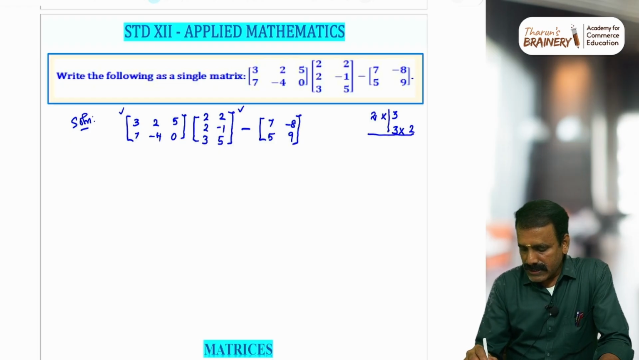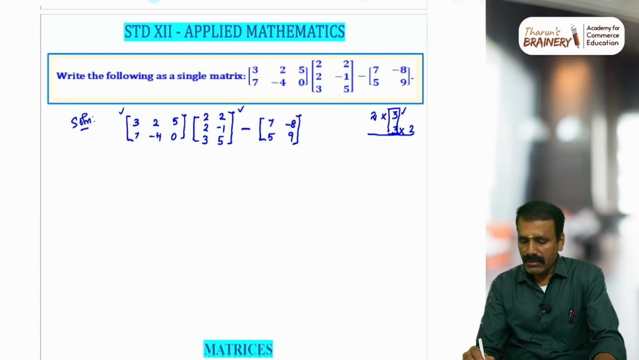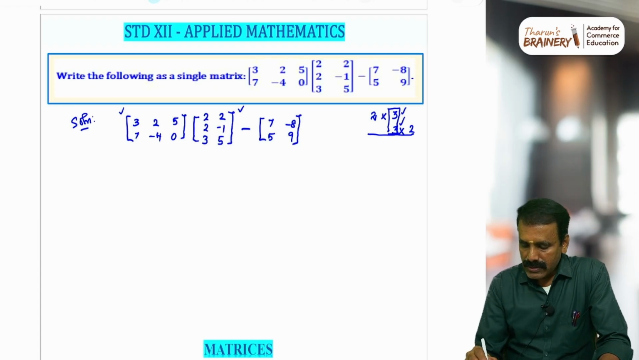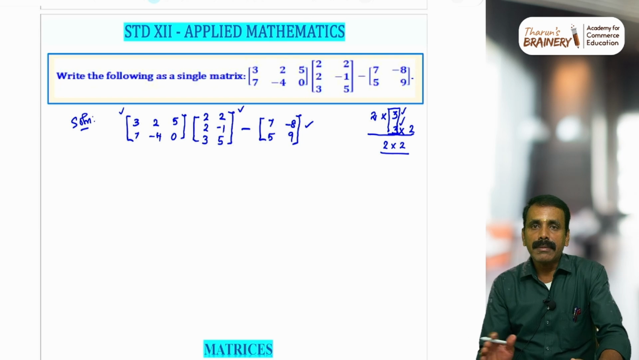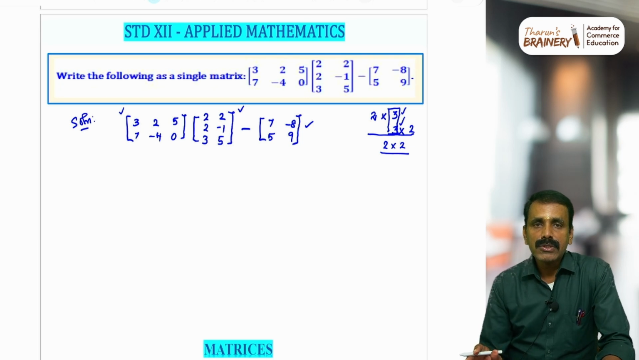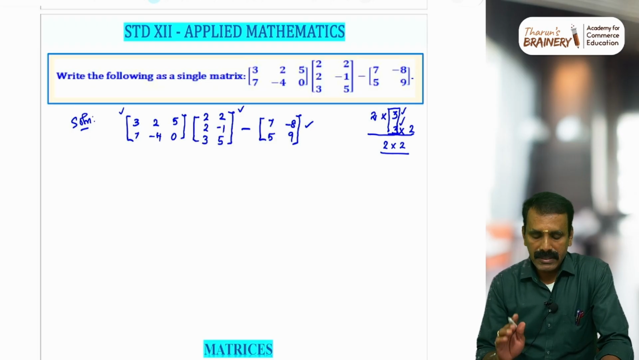So the product is possible. The number of columns in the first matrix is equal to the number of rows in the second matrix. So the resultant matrix is going to be 2 by 2. Here also we are going to have 2 by 2, so we can do subtraction also. Subtraction is also possible, so we can convert this into a single matrix. That is our conclusion, first thing.